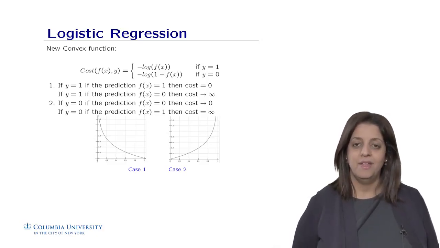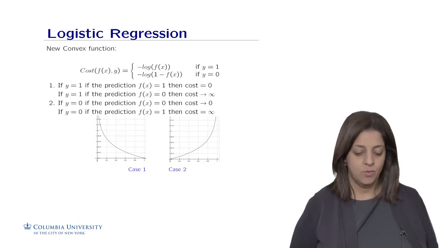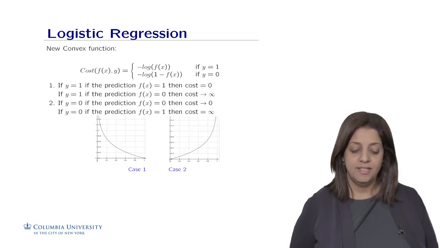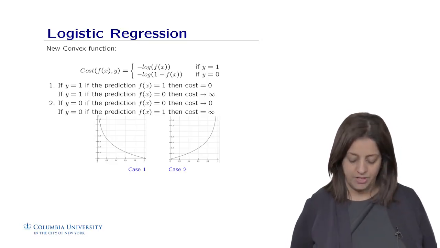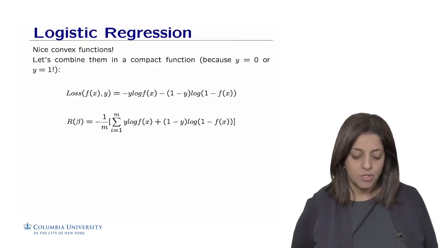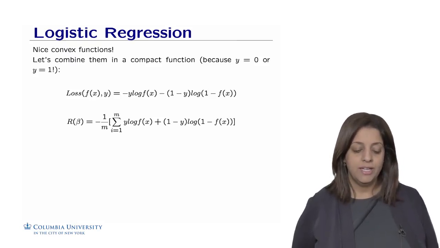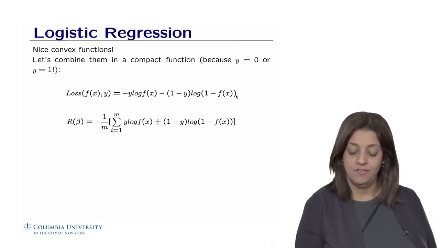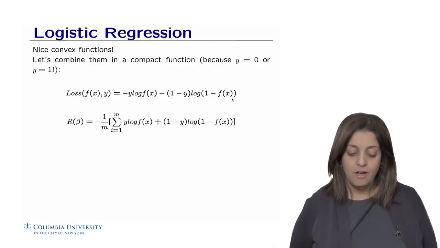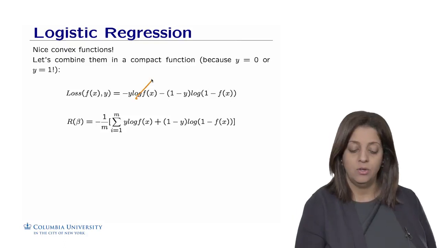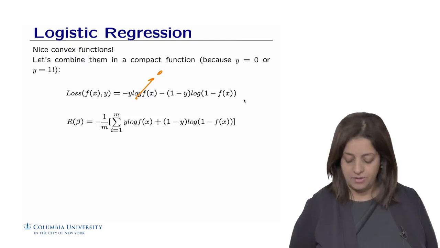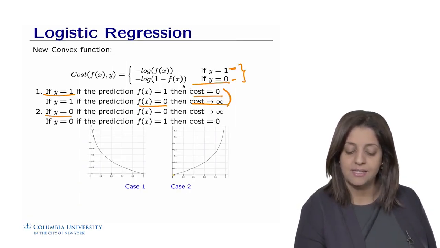It has nice features for predicting whenever y is equal to 1. If y is equal to 0 and we make a mistake, the cost is infinity. If y is equal to 0 and we don't make a mistake, the cost is 0. So we're going to define a function that combines these two functions. Because y is equal either to 0 or 1, we can write the loss f of x, y as minus y log of f of x minus 1 minus y log of 1 minus f of x. For y equal to 0, the first term goes to 0. We have minus 1 minus 0 times log of 1 minus f of x, which is minus log of 1 minus f of x, corresponding to this case here.